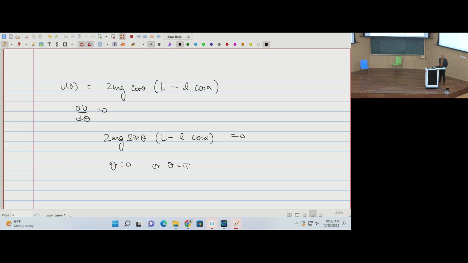So what is the meaning of theta equal to 0? That's where we started with, right? What is theta equal to pi? That has no meaning for us. Okay. If the ground is flat, it cannot go inside the ground. So theta equal to pi has no geometrical significance or physical significance in the particular situation. So it's only theta equal to 0.